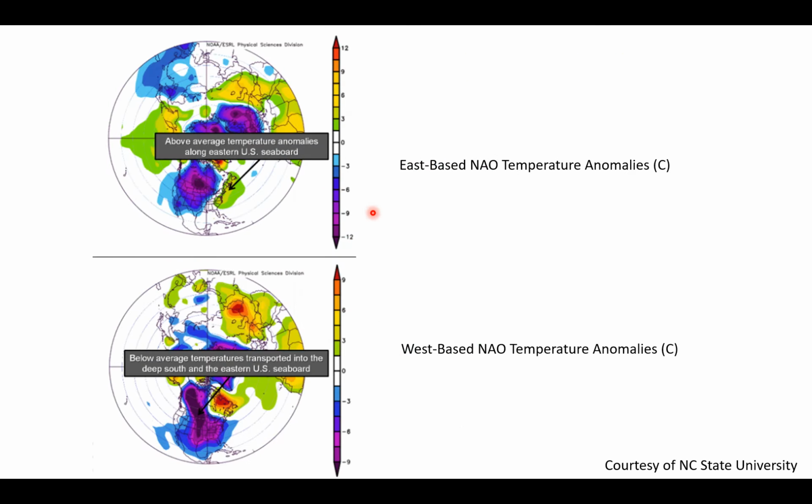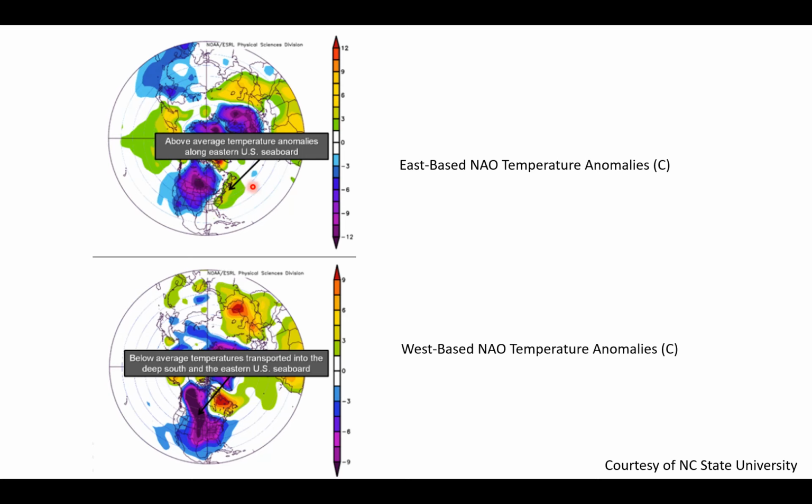Look at this. These are the temperature anomalies in degrees Celsius. This is the east-based negative NAO, okay? And this is the west-based negative NAO, all right? So when you're looking at the temperature anomalies, if you see purple coloring or blue coloring, that indicates below normal temperatures. When you see the yellows and the lighter greens, that indicates above normal temperature anomalies in degrees Celsius, okay?